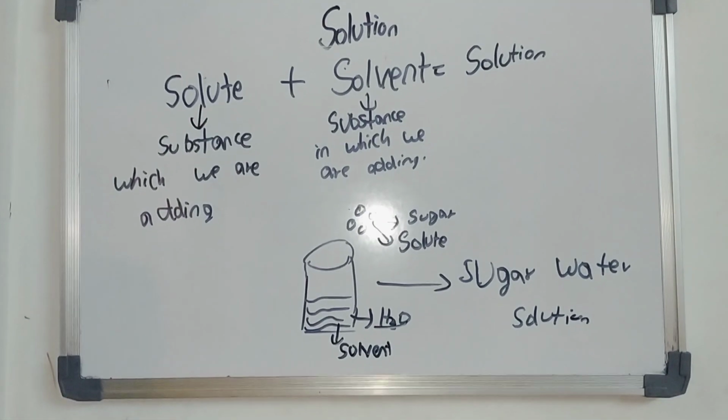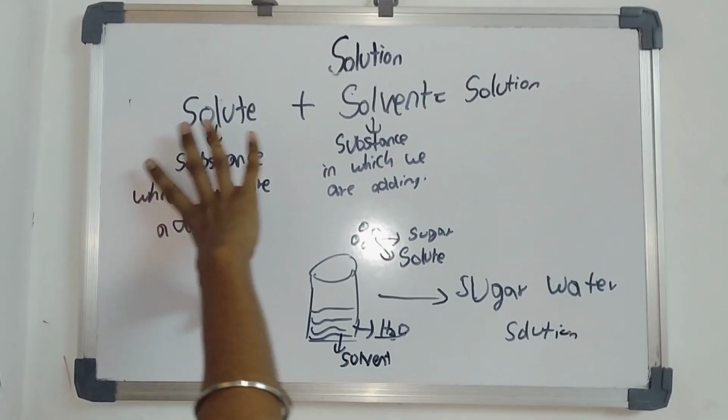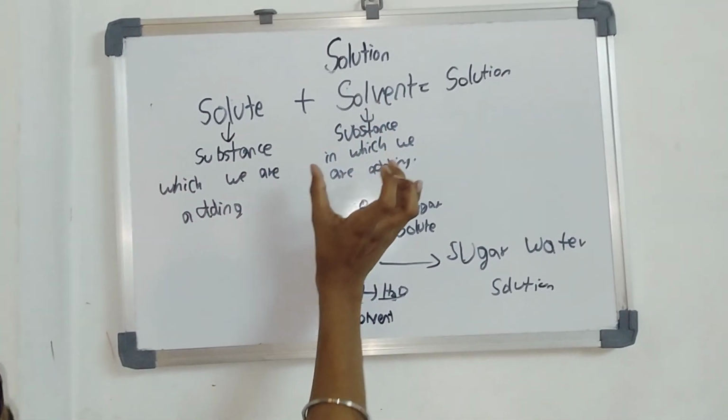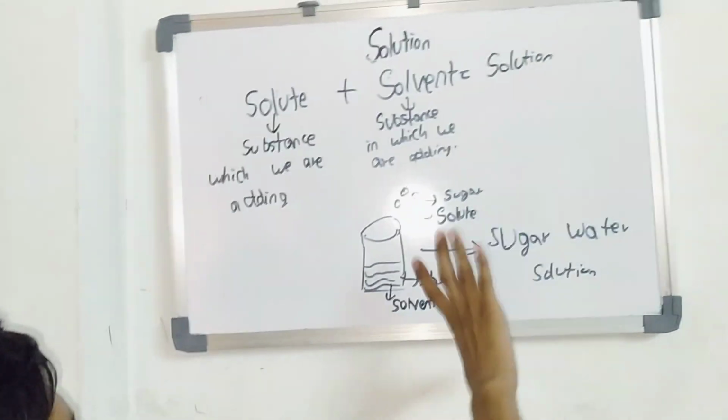So basically we understood that a solution is a combination of a solute and a solvent. The solute is the substance which we are adding, the solvent is the substance in which we are adding, and we have understood clearly with the example.